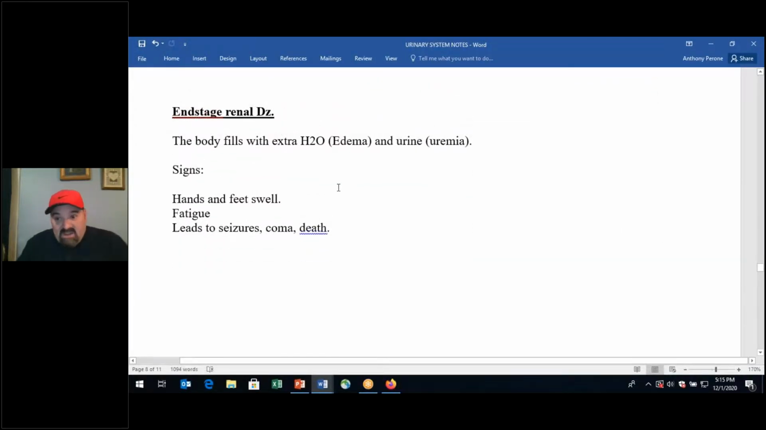You'll see here, where it says the body will fill with fluids, edema. This is not a good thing as far as end-stage renal disease. If a kidney is not functioning, the patient needs to be on dialysis or they will die. Okay, this is very bad. So the blood needs to be filtered.